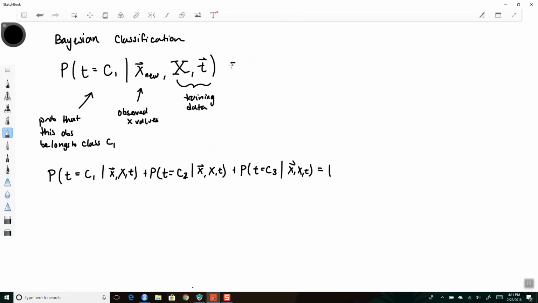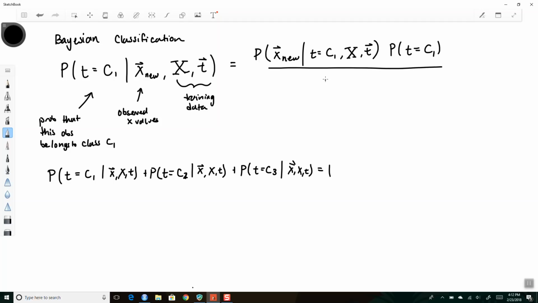And we said that this thing is going to be the likelihood, the probability of X new, given that we belong to class 1, and given our training data, times the prior that T belongs to class 1, divided by the marginal.